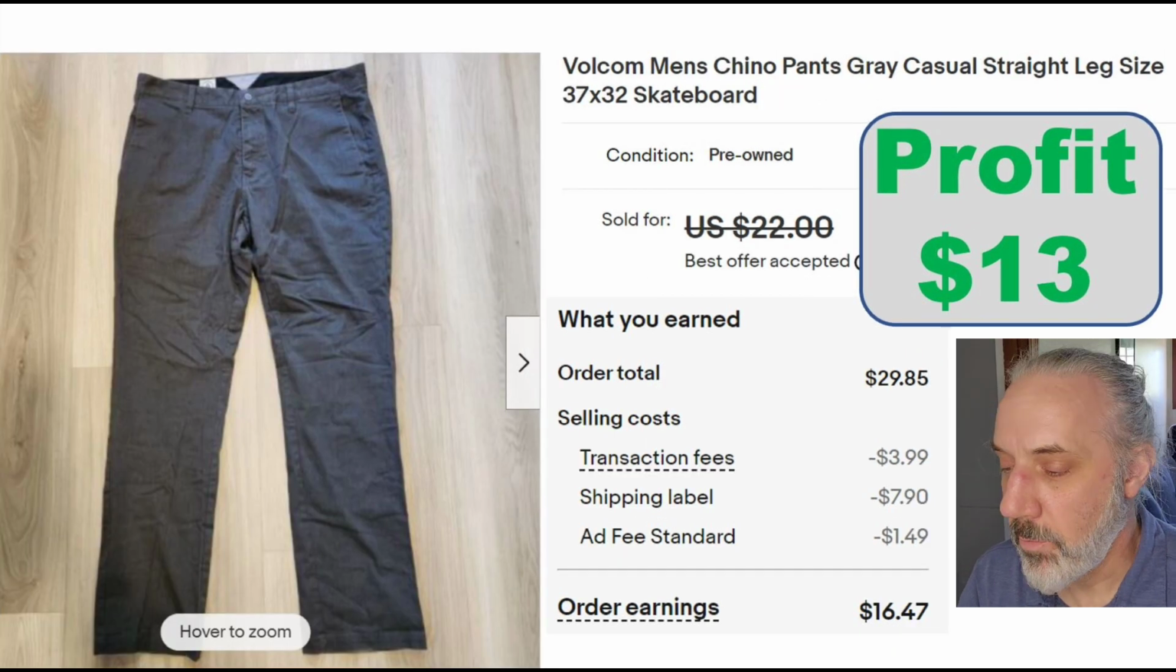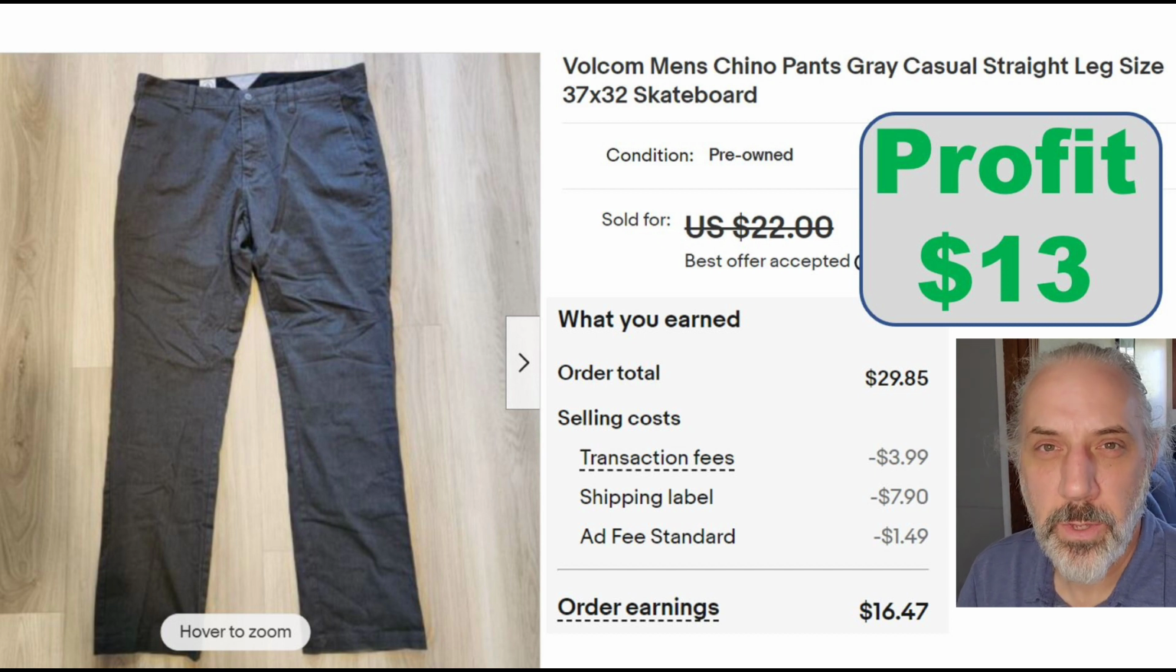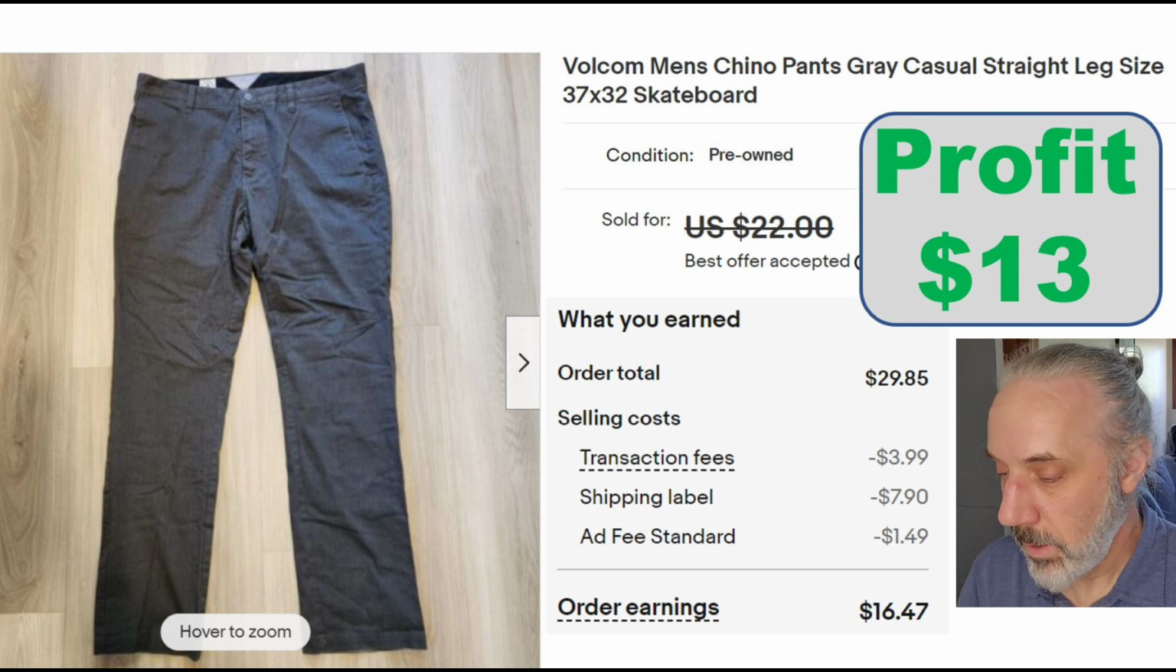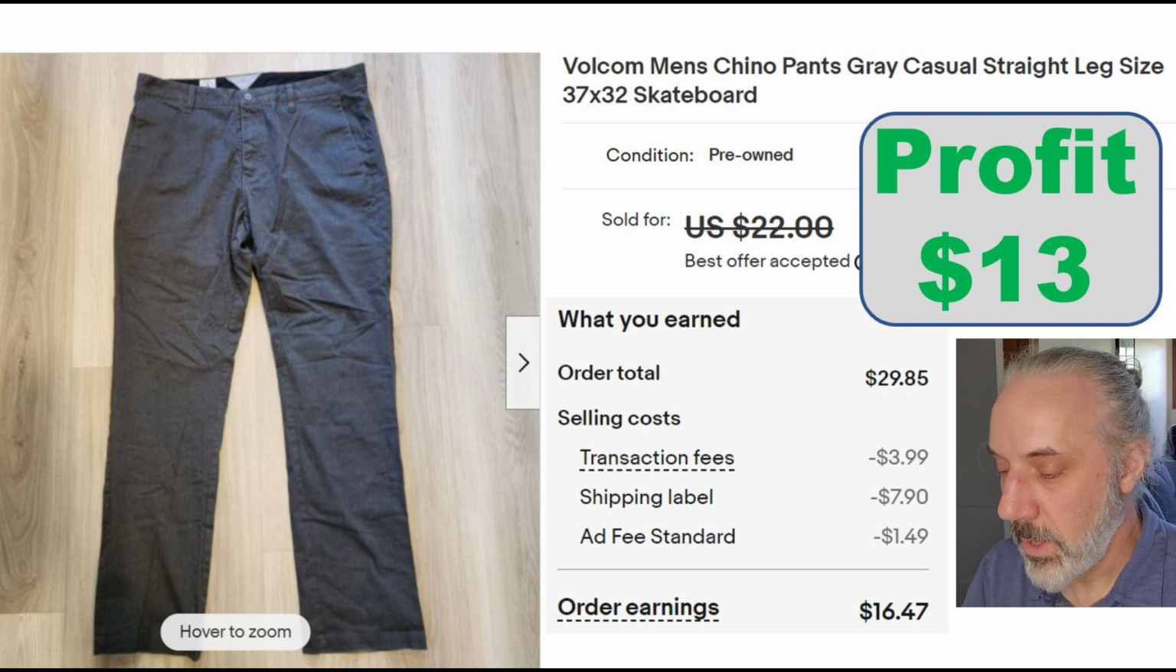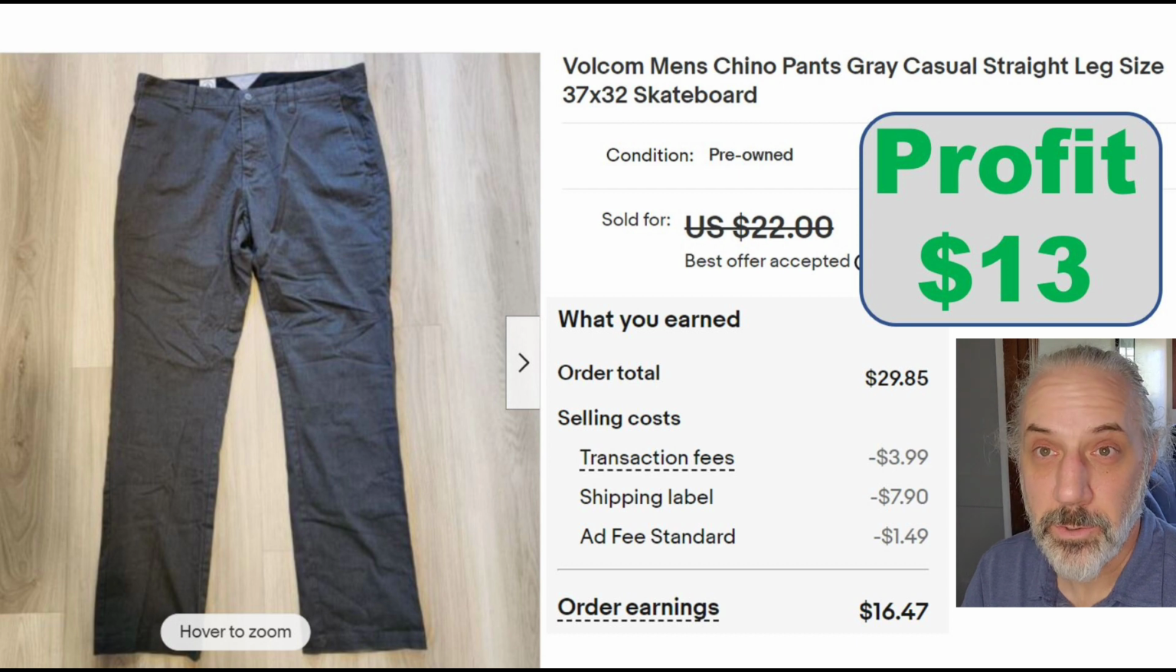Here we have a pair of men's Volcom chino pants, gray. Volcom is a skateboarding brand, so I typically will pick up anything that's Volcom. They seem to sell okay for me. This buyer is all in for $29.85, and eBay paid me $16.47 for a profit of $13.